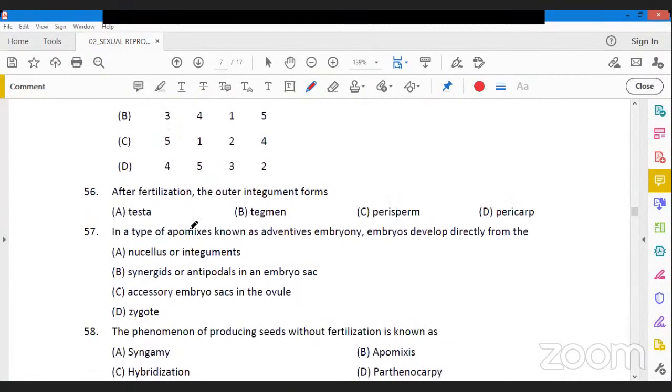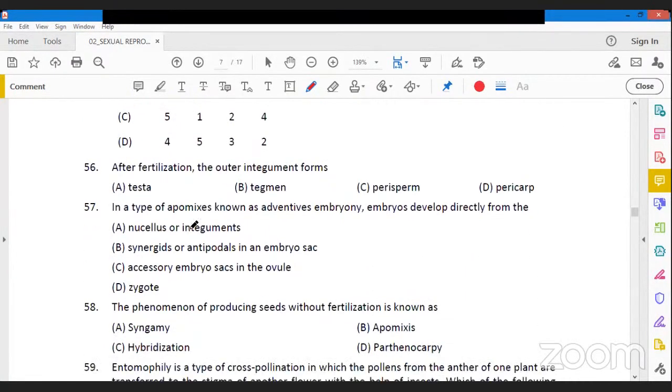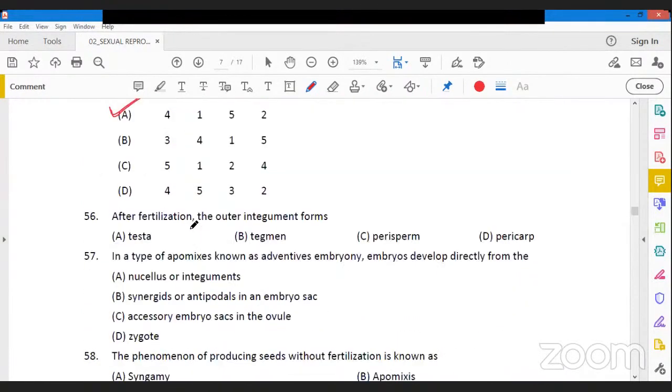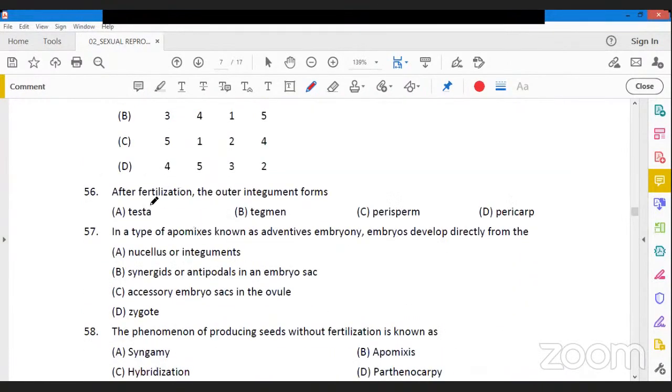Then after fertilization, the outer integument forms the testa. We just did that. Tegmen is the inner integument. Perisperm is the seed coat. Pericarp, fruit wall.